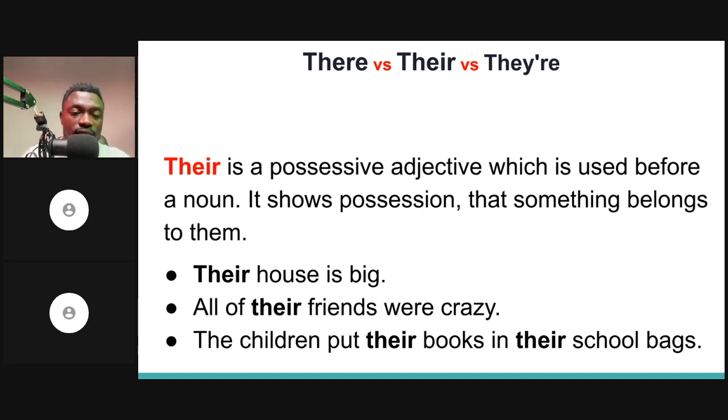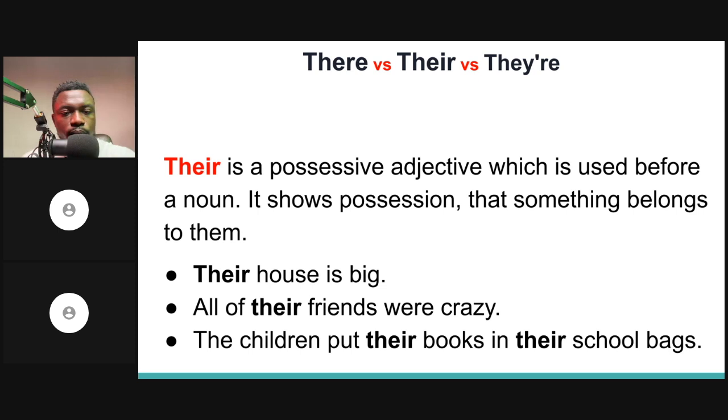For example, their house is big. All of their friends were crazy. So there, it's for possession. It's written differently.